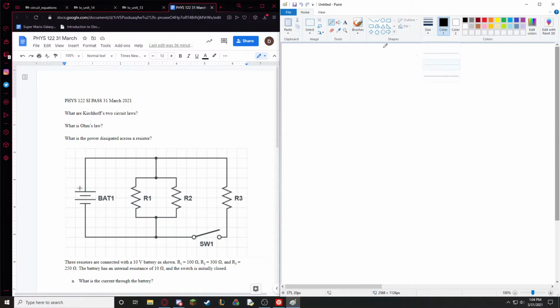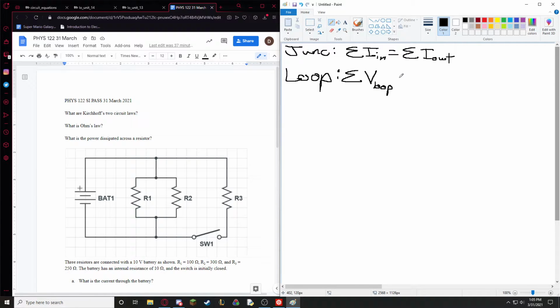Okay. Cool. So basically we have our junction law, where the total current in is equal to the total current out, right? And then for a loop, delta V for a loop is going to have to be 0. Those two laws, plus being able to understand Ohm's law, which, by the way, what is Ohm's law?